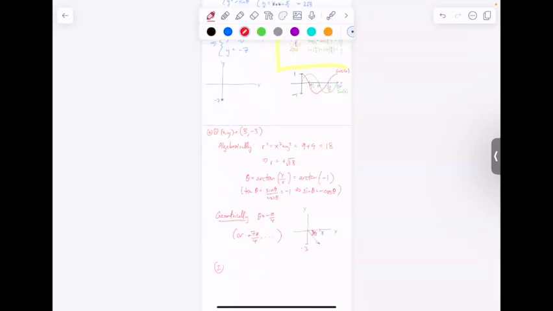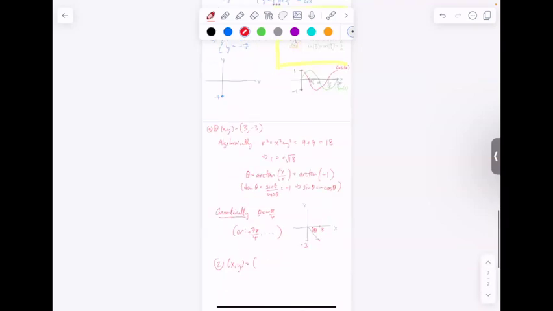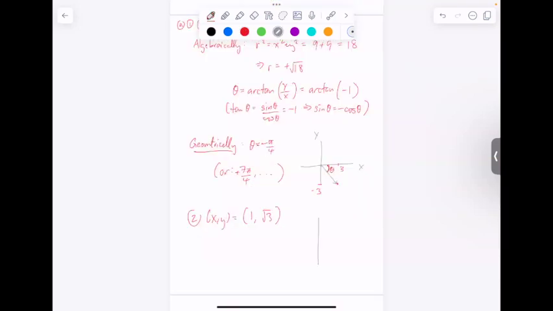2, I have xy is equal to 1, root 3. Now you could do this once again algebraically or geometrically. This is 1. This is root 3. You have a point here. So what's the angle here?